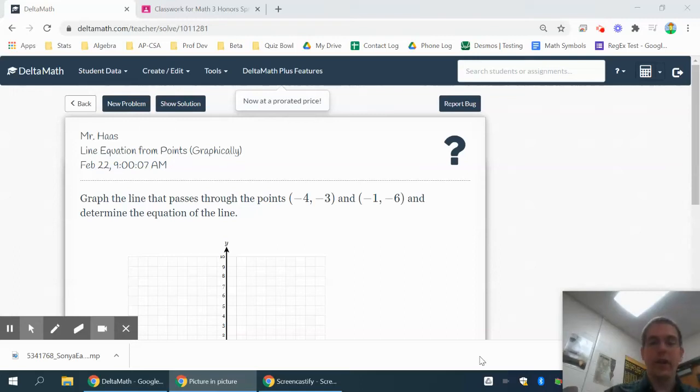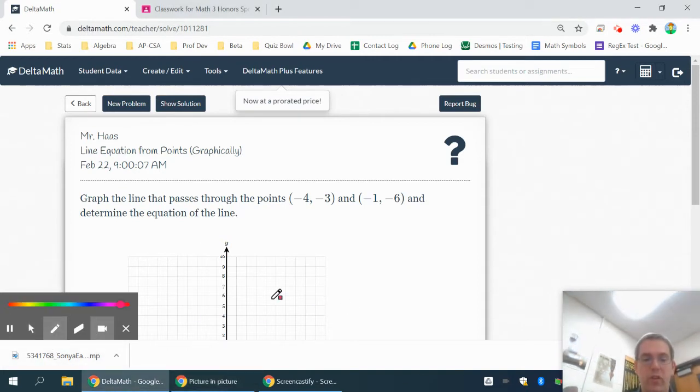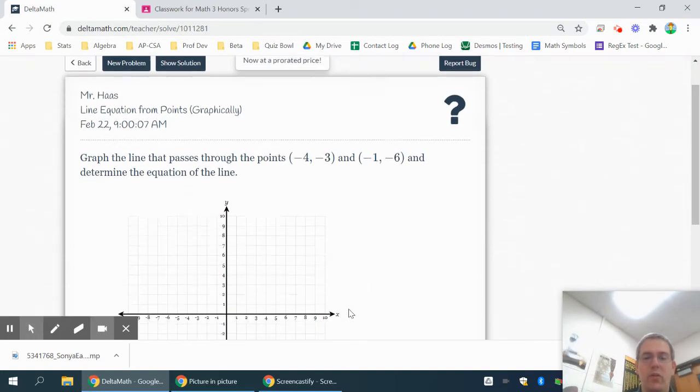Okay, we're going to go ahead and try a few of these problems. On the last section, we had ones that were intercepts. On this one, we're just going to deal with points in general. Any 2 points can define a line. So in this case, it wants us to make this graph.